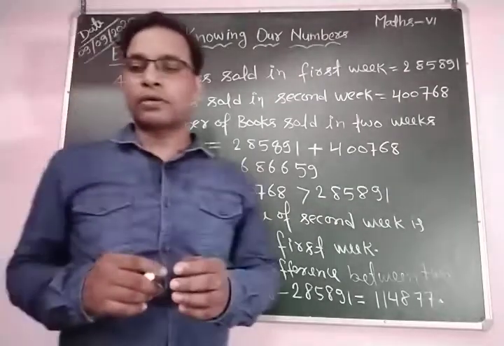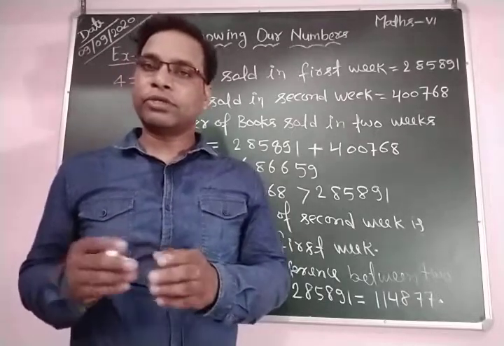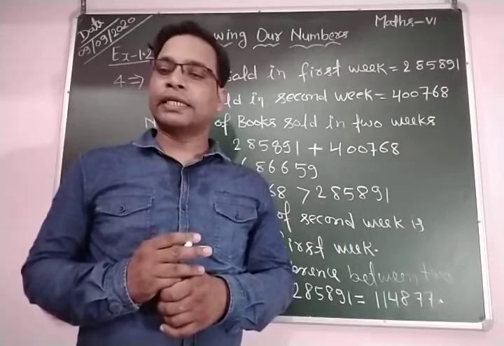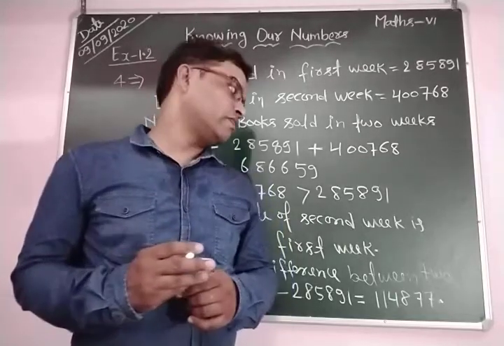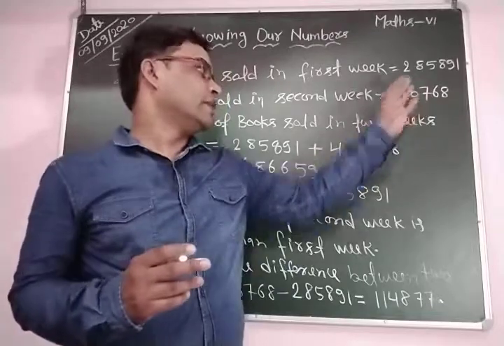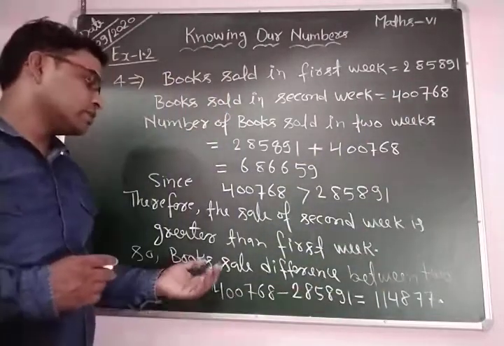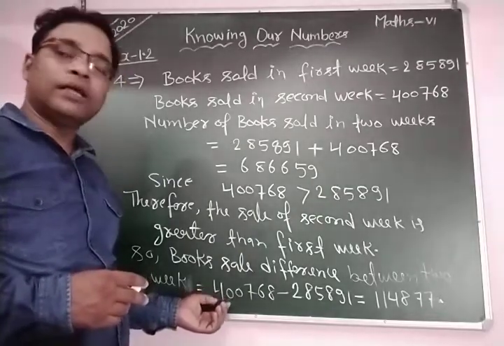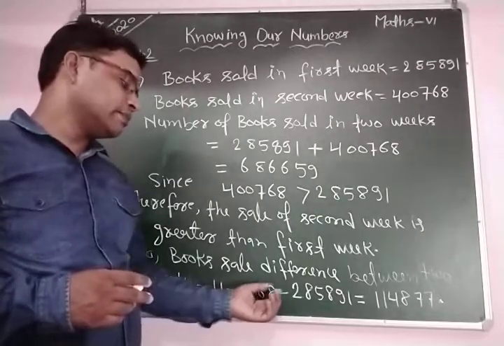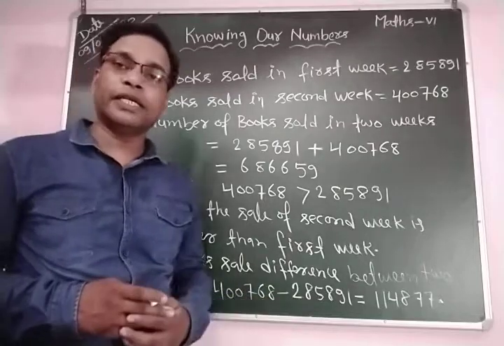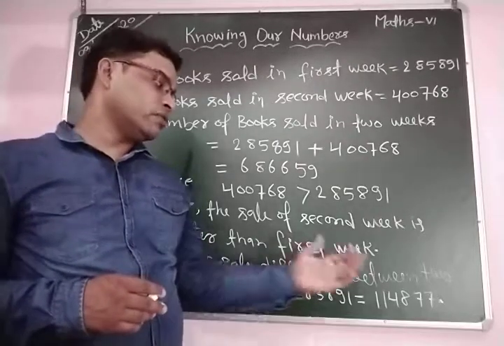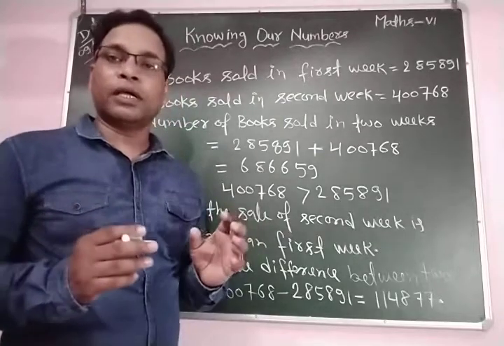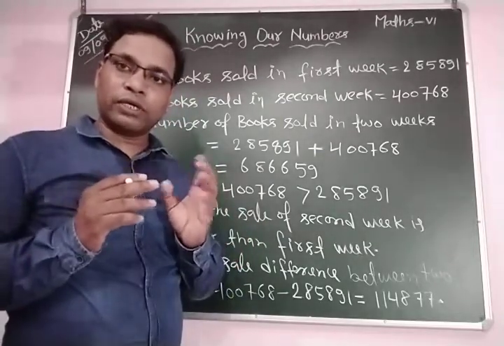And the next part of this question is by how much. In which week was the sale greater and by how much? So for this we subtract them. The book sale difference between 2 weeks is equal to 4,768 minus 2,85,891. Then we obtain 1,14,877. This is the difference between books sold in 2 weeks.